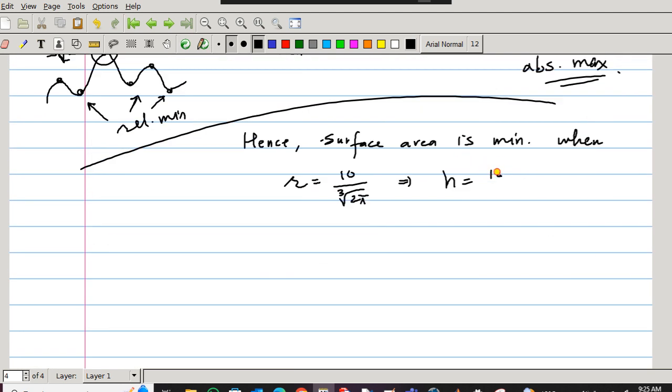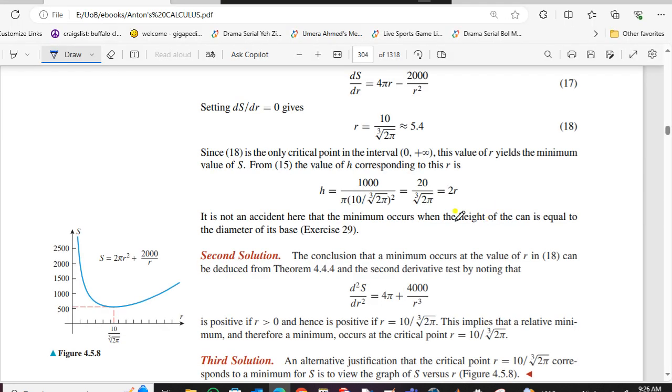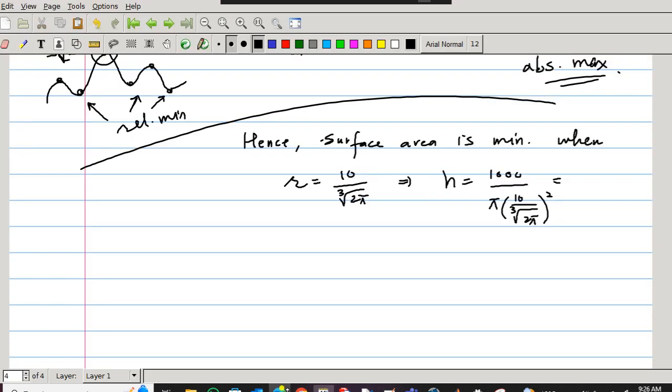1000 divided by pi R square. So R is 10 by the cube root of 2 pi. So if you simplify this, you will get the height, which is 20 by the cube root of 2 pi. Double, see, double the radius. So next time, check out the 1 liter can when you go to Lulu or somewhere. You will see that maybe the height is double the radius.